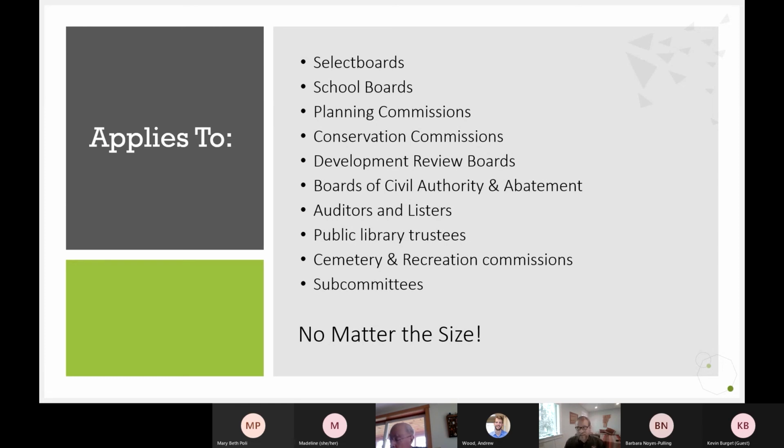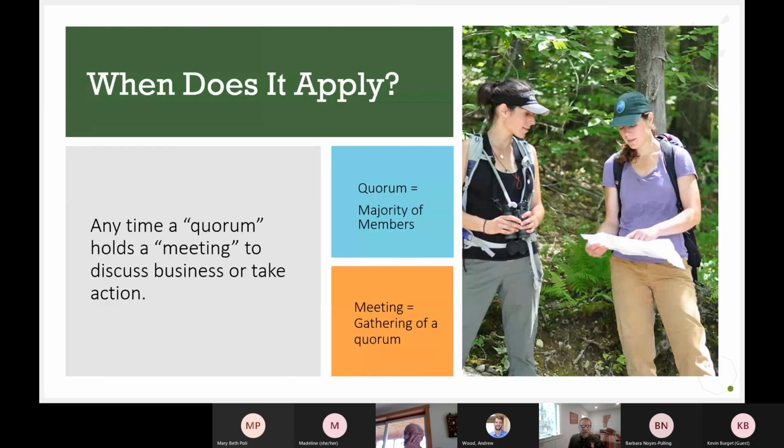There are limits on this. This doesn't allow the public to sit at a public official's desk, as it were, and watch them conduct town business. It doesn't go that far, but it does allow for greater transparency in what's happening with each of these boards. So this law applies anytime there's a quorum of members.